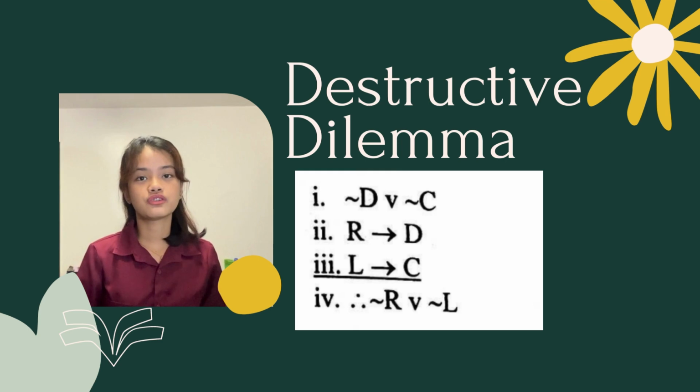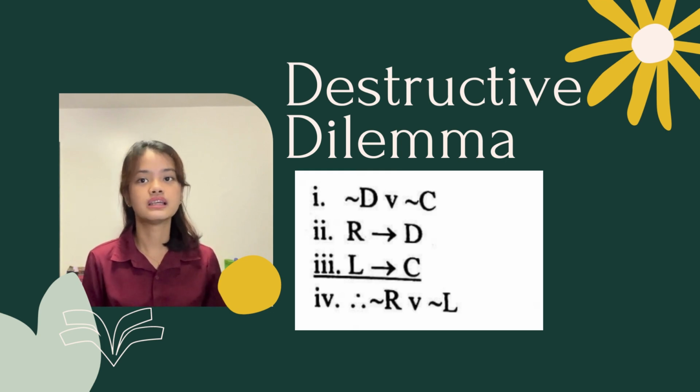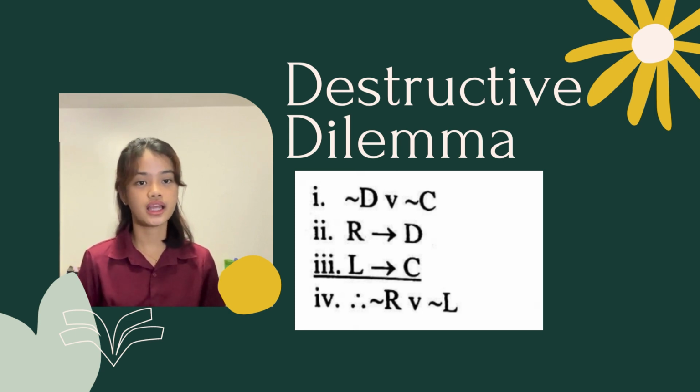The argument structure of this form is as follows. First, either not D or not C. Second, if R, then D. Third, if L, then C. Lastly, for our conclusion, therefore, either not R or not L.